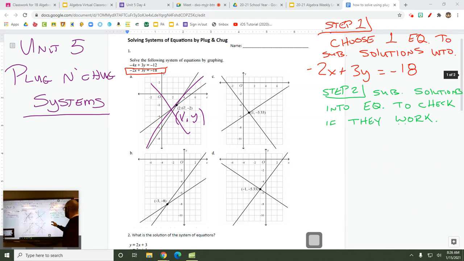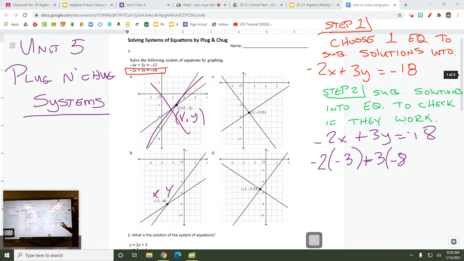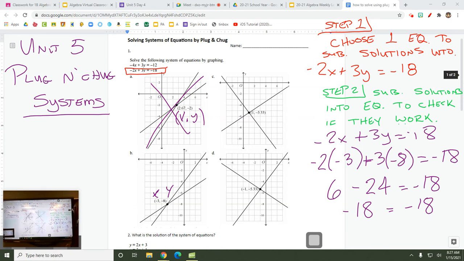So let's look at B. -2x plus 3y equals -18. Use parentheses to show substitution. Have x and y here. So -2 times -3 plus 3 times -8 equals -18. -2 and -3 is 6. Almost did it again. 3 times -8 is -24 equals -18. And 6 minus 24 is -18. Does -18 equal -18? Yes, it does. We have found our solution. B is our answer there.